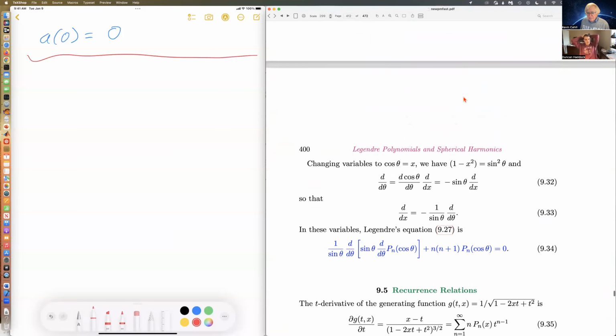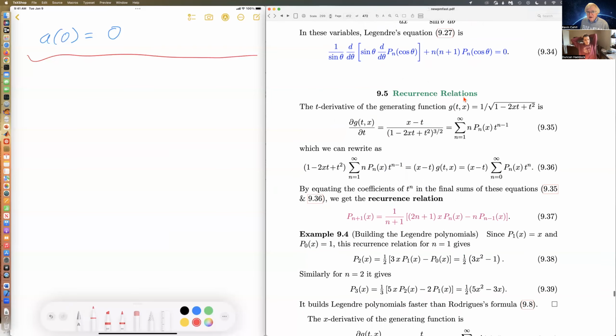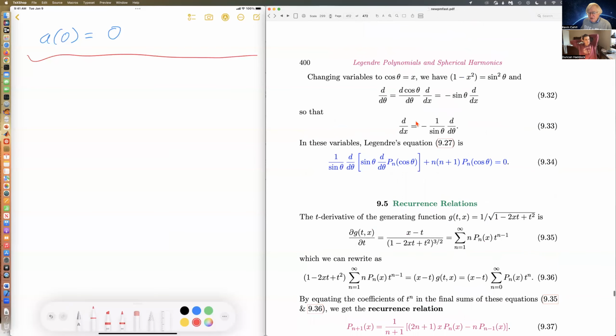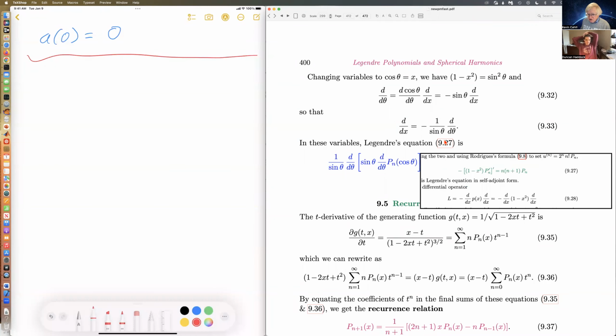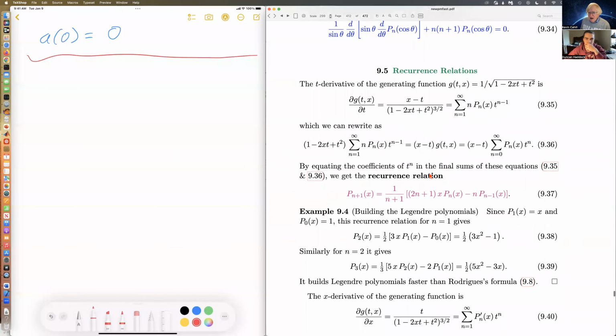And if we then put, I was hoping to get that equation. Anyway, if we write d by dx as minus 1 over sine theta d by d theta in Legendre's equation, what we get is Legendre's equation written in terms of spherical coordinates.